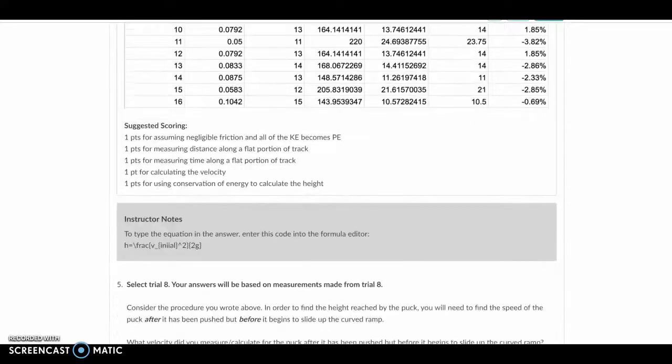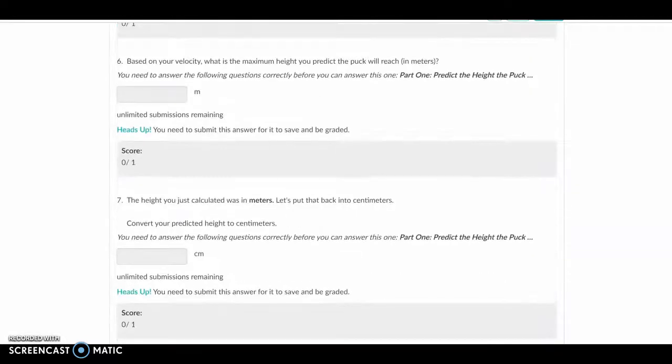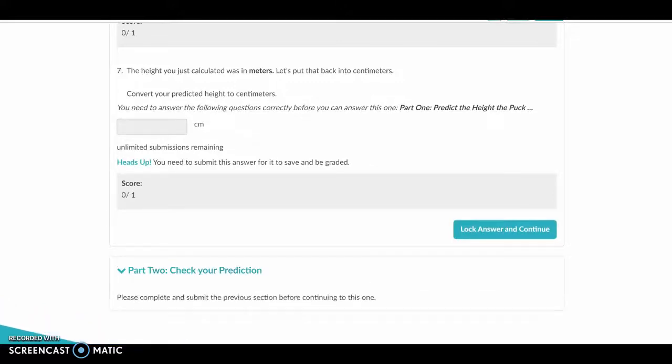Okay, so here are a bunch of trials. And what velocity did you measure? Okay, whatever. Height. Check your prediction. This part was a little weird because they wanted like a 1 or 2 or something. But I don't think that's necessary. So there you have it. Woohoo!